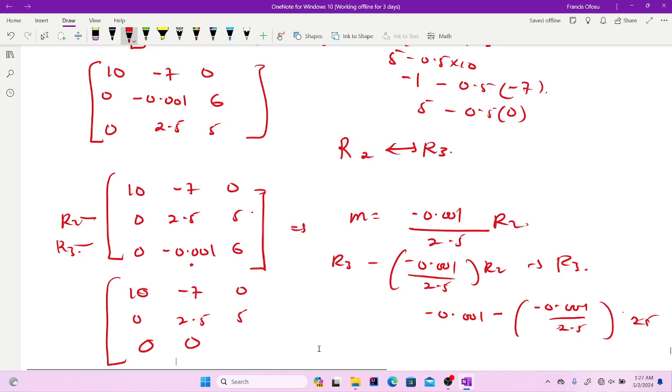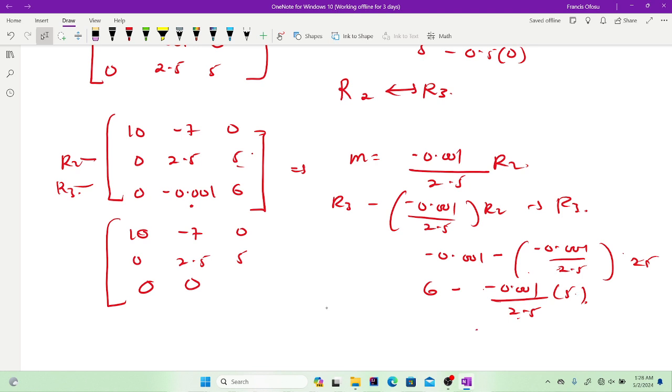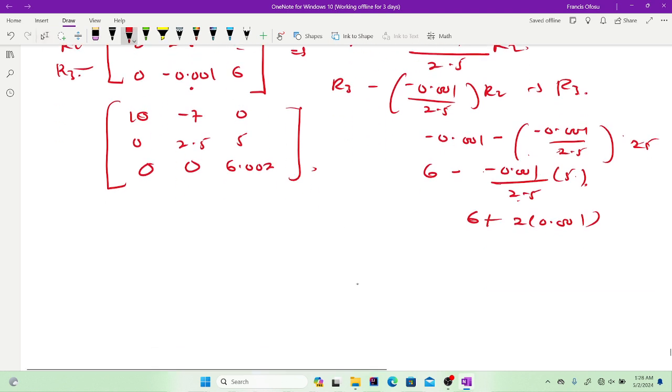Then the most important part is this 6 part. So now I'm going to have 6 minus this one, negative 0.001 over 2.5, multiplying, here is 5. So you realize that 2.5 will go here, 2 times this. I'm going to have 6 plus 2 multiplying 0.001, which is the same as 6.002. Is that not it? Yep. And now we are done with our elimination. So we are almost done with our answer.